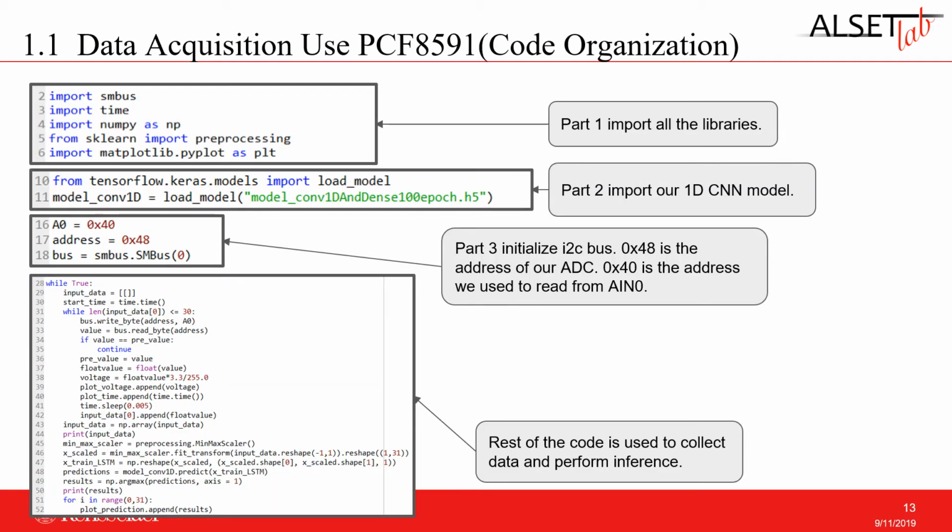So this is the code organization. In part 1, I import all the libraries, and in part 2, I load our CNN model. And then in part 3, I initialize the I2C bus and use the address we found in the last slide to set the value of our local variable. And the rest of the code is used to collect data and perform inference.